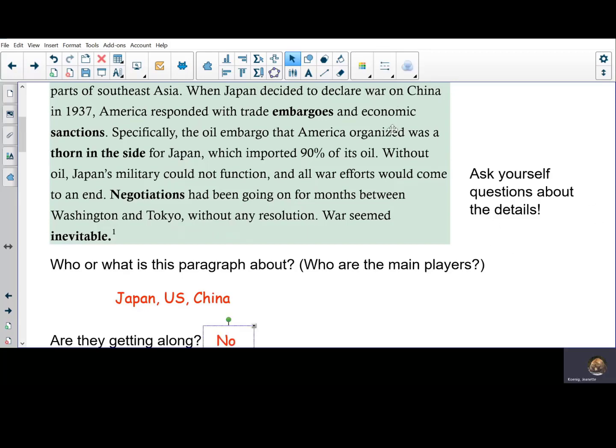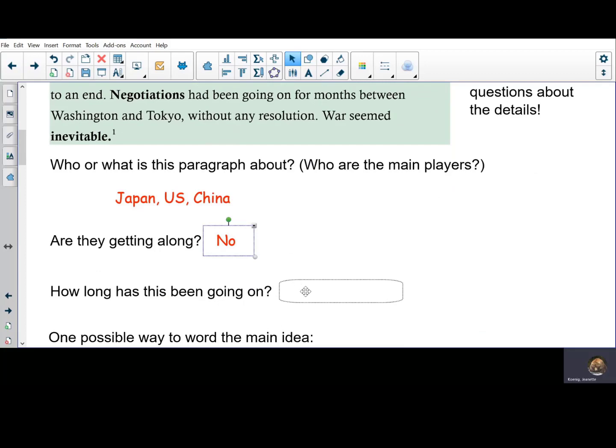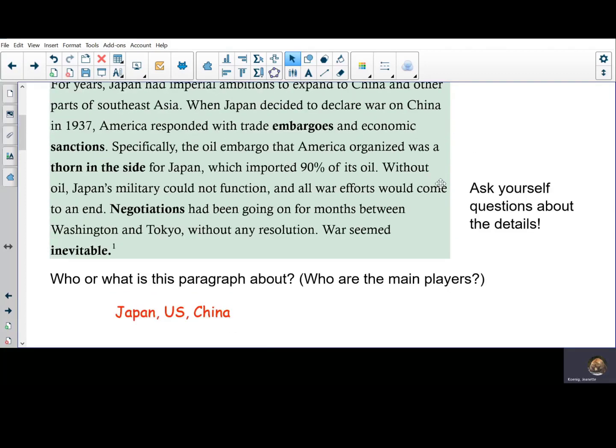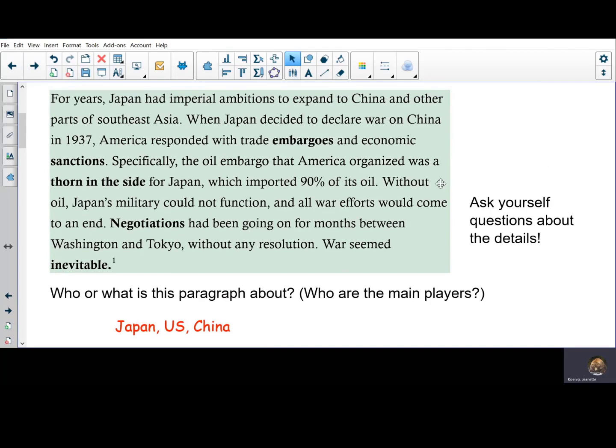Yeah, I don't think they're getting along at all. How long has this been going on? For months? I see it says for months. Well, the negotiations have been going on for months, but look at the first two words of the paragraph. For years. And another thing, we see here in this paragraph that Japan decided to declare war on China in 1937. And we know from last time that the bombing of Pearl Harbor happened in 1941. So we're definitely talking about years here.